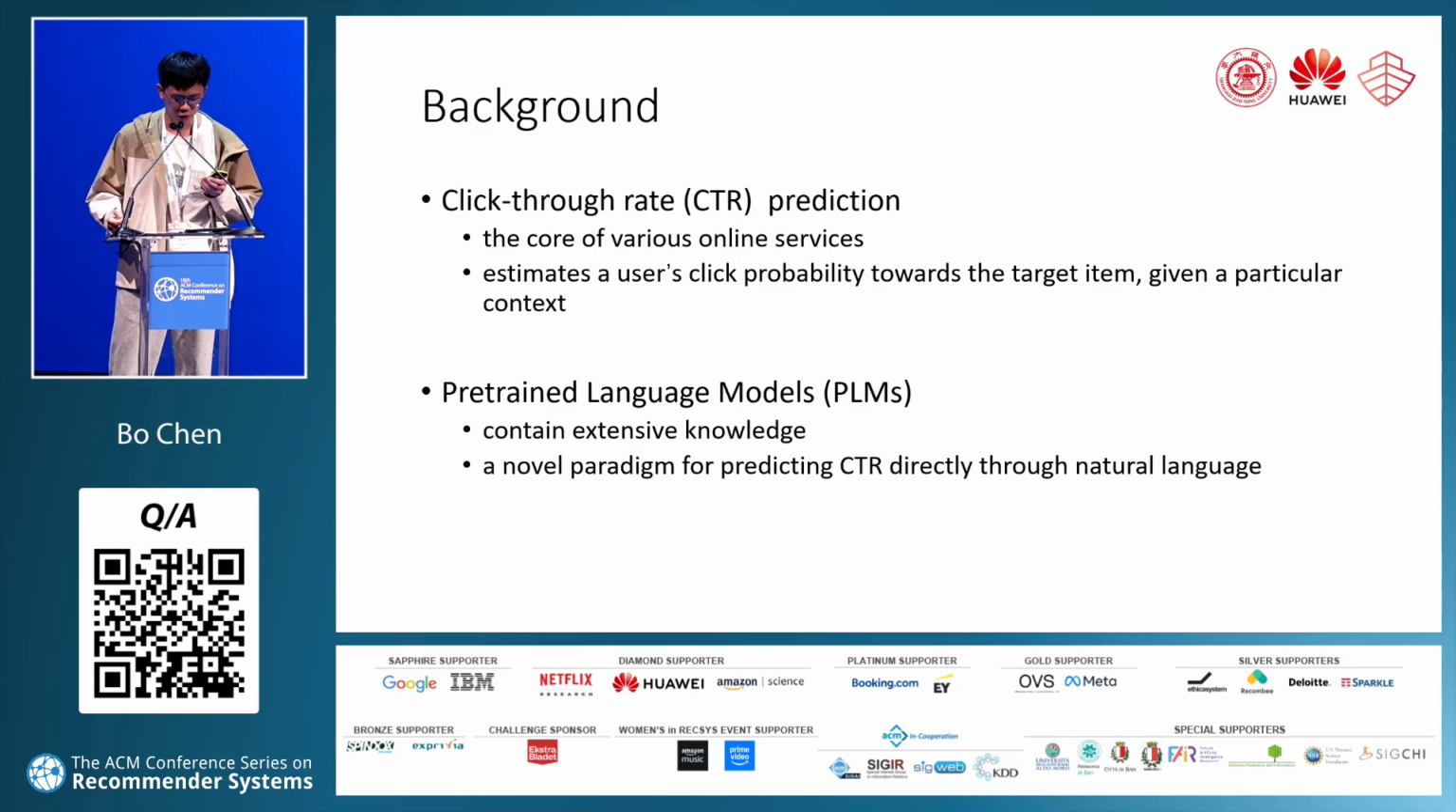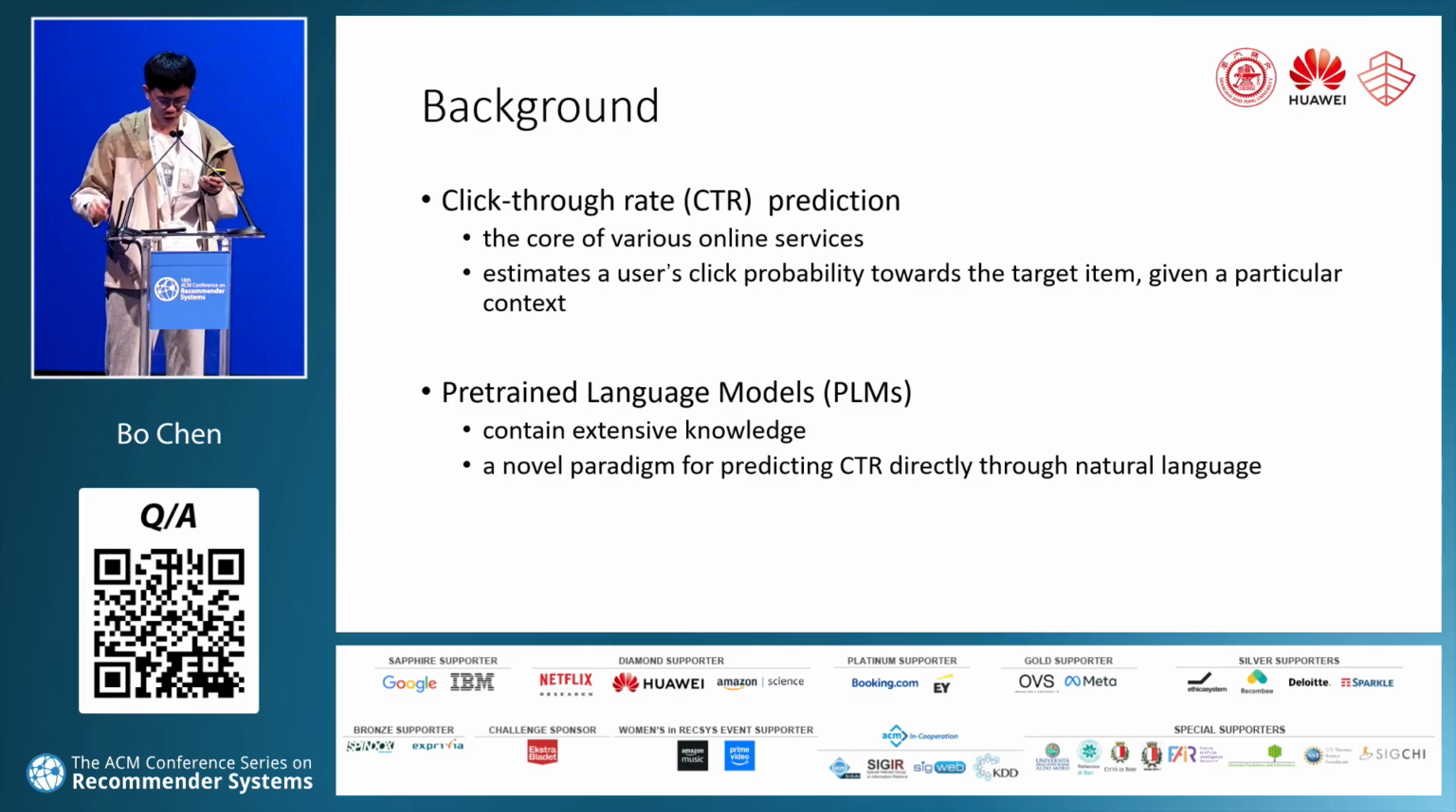As we can see, CTR prediction is the core component of various personalized online services, such as web search or recommender systems. It aims to estimate a user's click probability over the target items given a particular context. Recently, pre-trained language models, especially large language models, are very popular. They contain extensive knowledge about the physical world, hence introducing a novel paradigm for predicting the CTR directly through natural language.